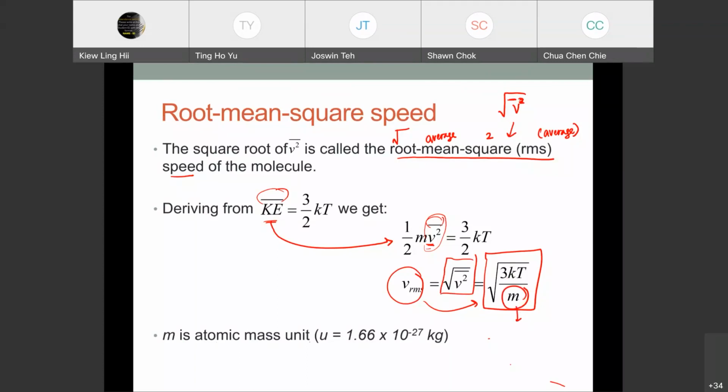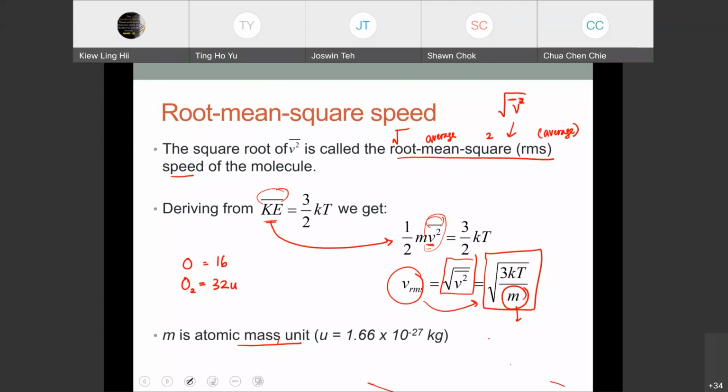What do we mean by this? Remember, in chemistry you learned about molecular weight, correct? For example, oxygen. The molecular weight for one oxygen atom is 16. For an oxygen molecule, since there are 2 of them, it is 32. So in here, atomic mass unit means this 32 must come with the U value.